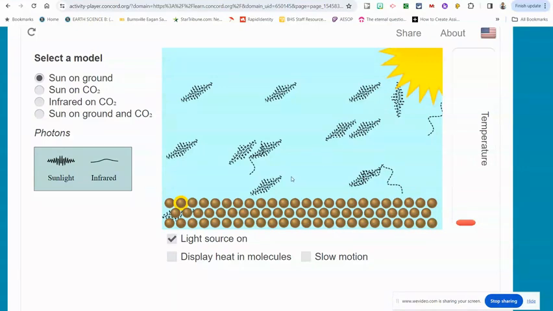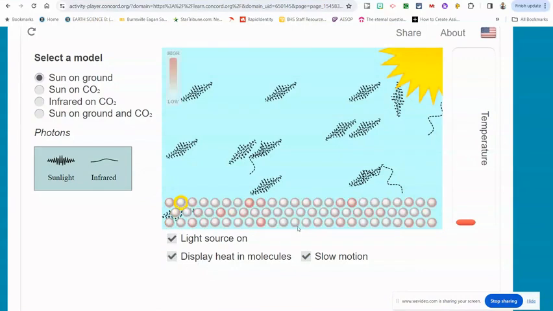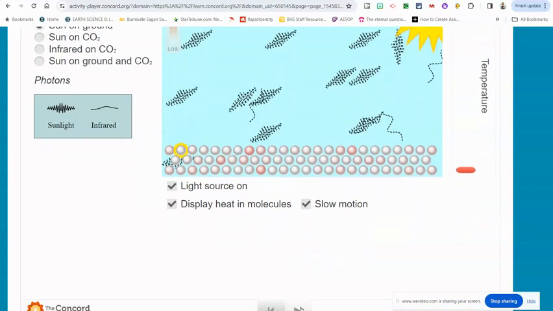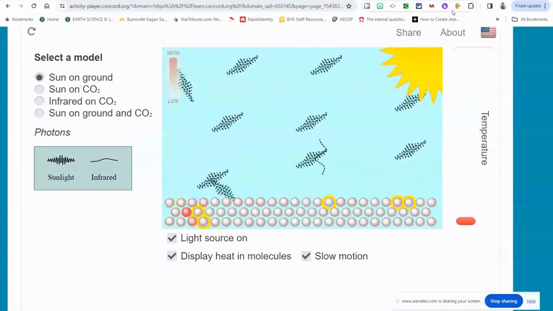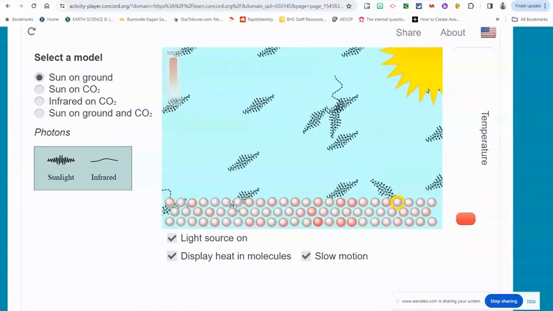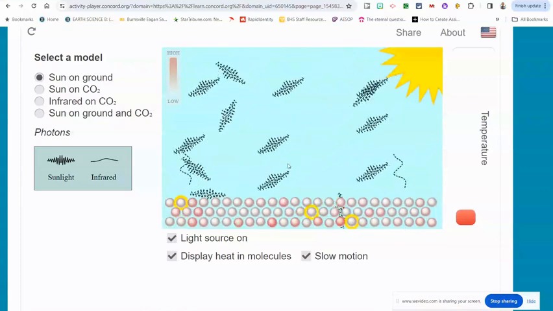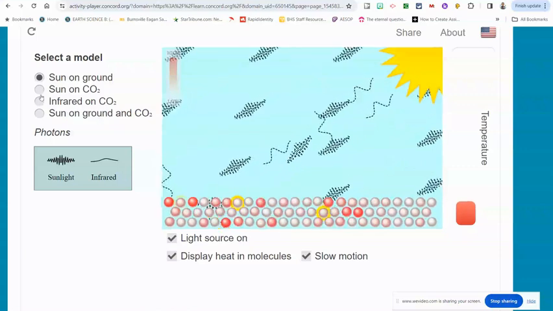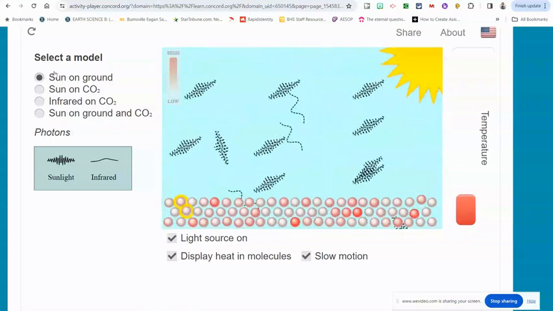That's the infrared light. So the photons are hitting the ground. They're causing the ground to warm up. And then the ground re-emits the energy as infrared. Got it? So let's go slow motion. And let's display the heat in the molecules. And it's going to show that as color. So I'll press play again. And you can see as the photons hit, the ground absorbs some of that. Some of the photons can be reflected, and some are absorbed.